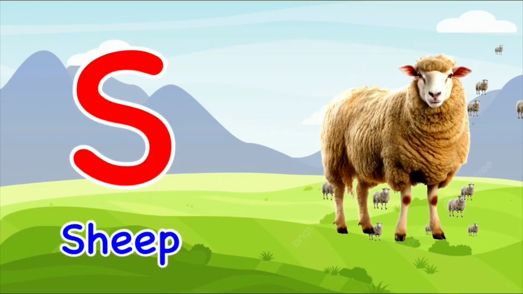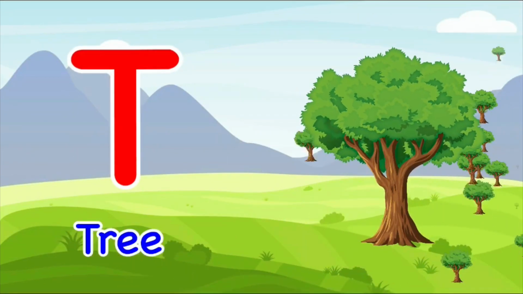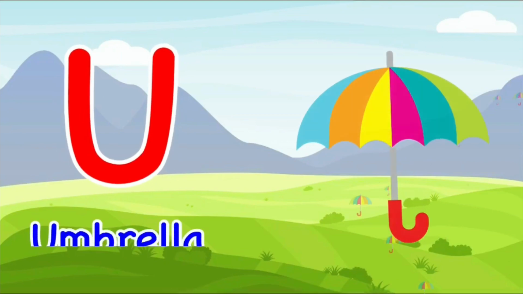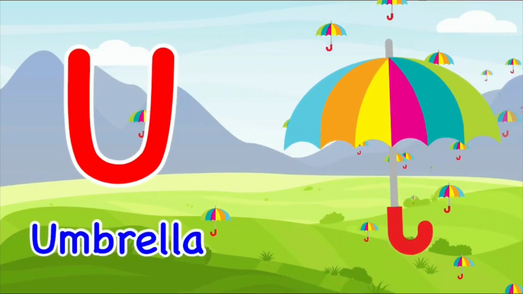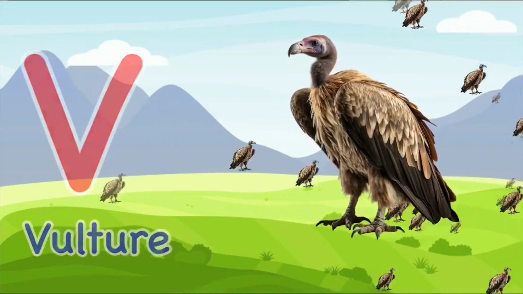S for sheep. T for tree. U for umbrella. V for vulture.